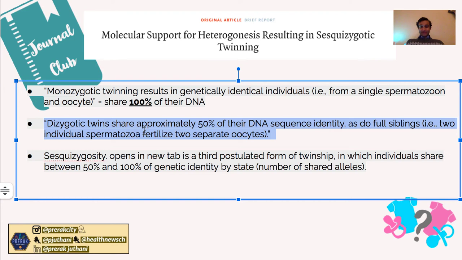Sesquizygotic twins, on the other hand, are in between. They're in between totally identical twins and totally dizygotic twins. So they share between 50 to 100% of their DNA, and these are twins that you might be interested in how they form, and we're going to go over that.